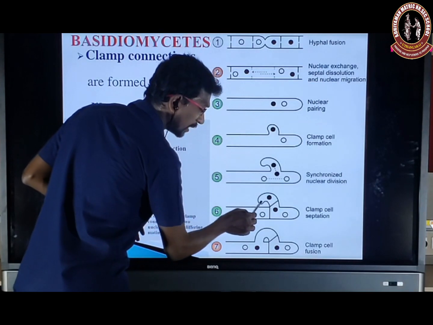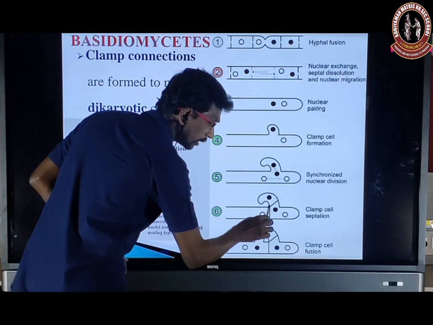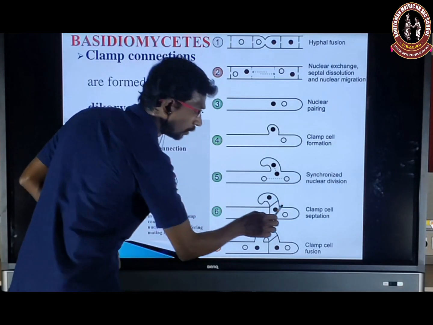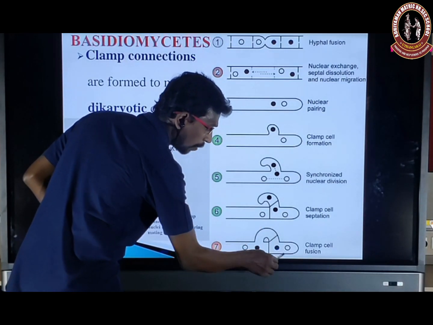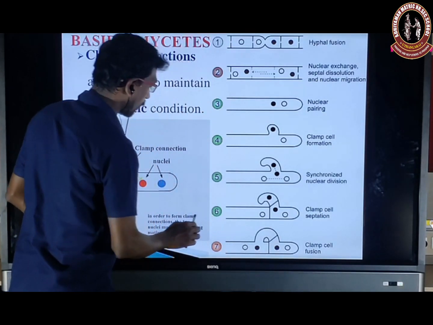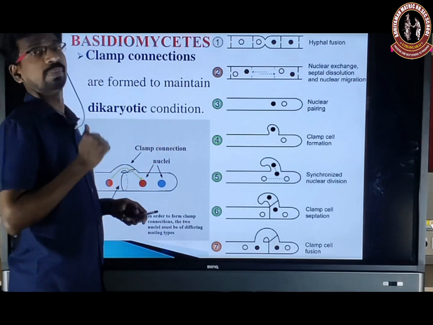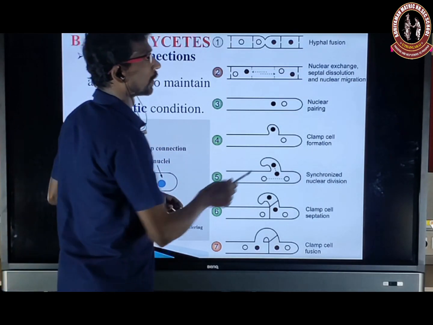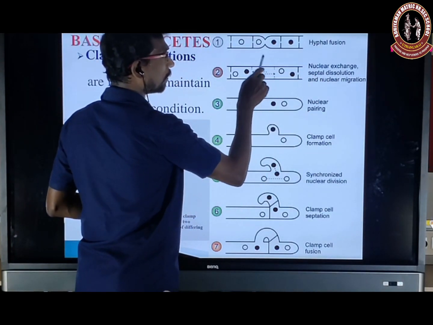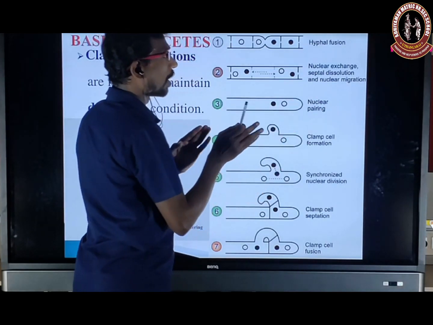As it's a clamp, it will be fused with the next cell. So here the bond formation occurs. So each cell has two opposite nuclei, that is the dikaryotic nucleus. Again, another one will be formed like that. It's a clamp connection. As well, it will exchange the genetic material. So here the nuclear exchange, the septal dissolution. The septal wall will be dissolved, that means it will be destroyed.